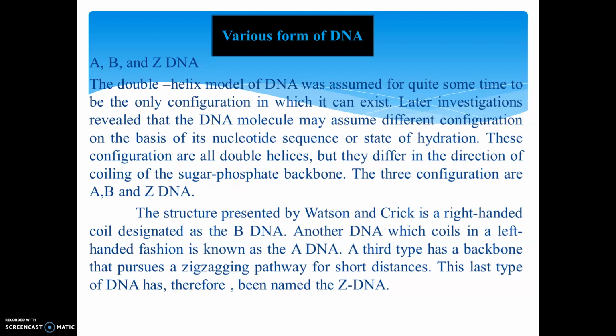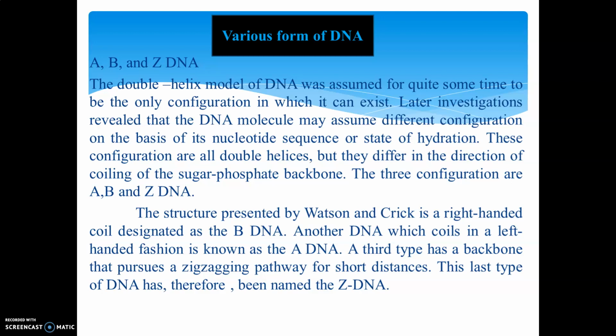The double helix model of DNA was assumed for quite some time to be the only configuration in which it can exist. Later investigation revealed that the DNA molecule may assume different configurations on the basis of its nucleotide sequence or state of hydration. These configurations are all double helix, but they differ in the direction of coiling of the sugar phosphate backbone. The three configurations are A, B and Z DNA.